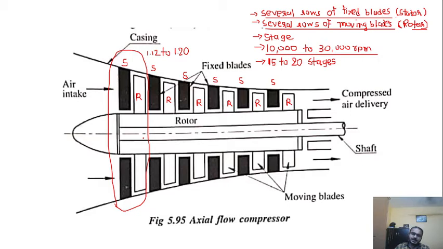Now the next thing here is the functioning of the axial flow compressor. The working of axial flow compressor is very similar to the centrifugal compressor. Here in a rotor which is rotating at 10,000 to 30,000 rpm, the energy is imparted to the fluid.